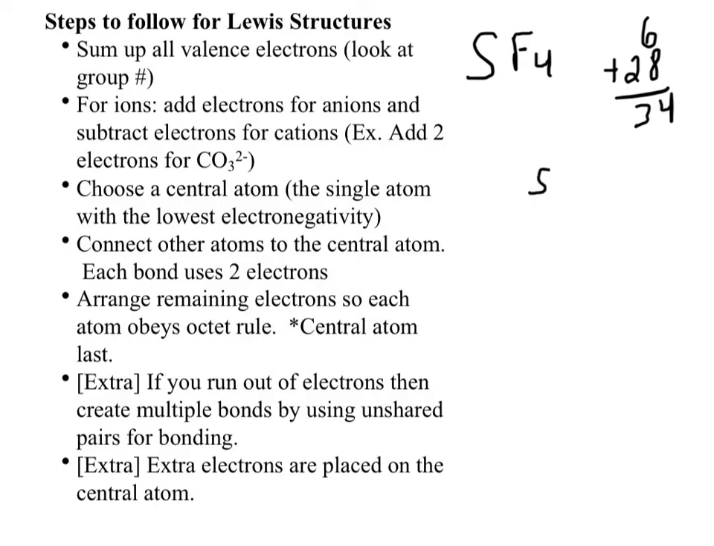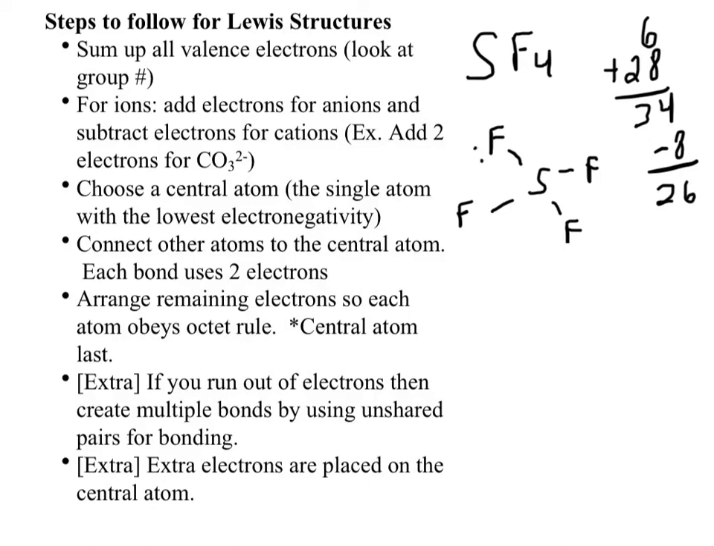The single atom sulfur is the one that's going to be going in the center. And so our skeletal structure will involve 4 bonds to the fluorines. That uses up 8 valence electrons, leaving me with 26. We always start arranging the extra electrons around the outside atoms first, and we do the central atom last.